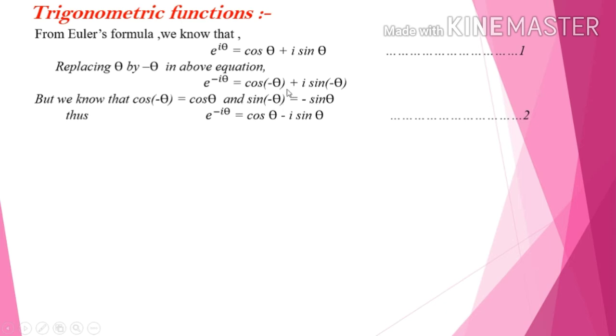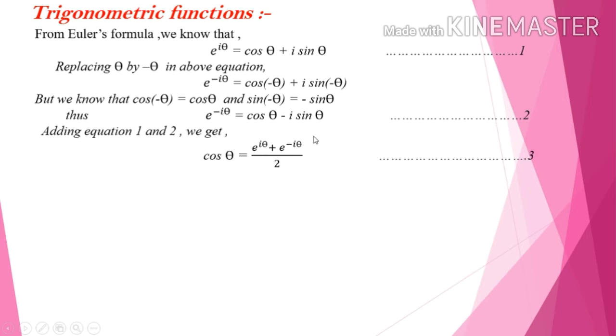By using these terms in the previous equation, we get e raised to minus i theta equals cos theta minus i sin theta. We can call this equation 2. Now step by step, by addition of equations 1 and 2, we get cos theta equals e raised to i theta plus e raised to minus i theta divided by 2. This equation is known as equation 3.